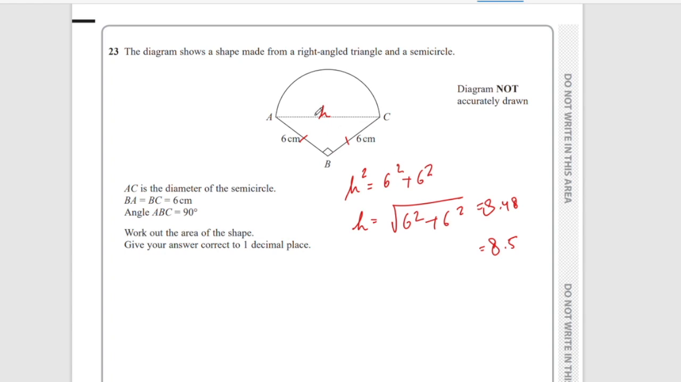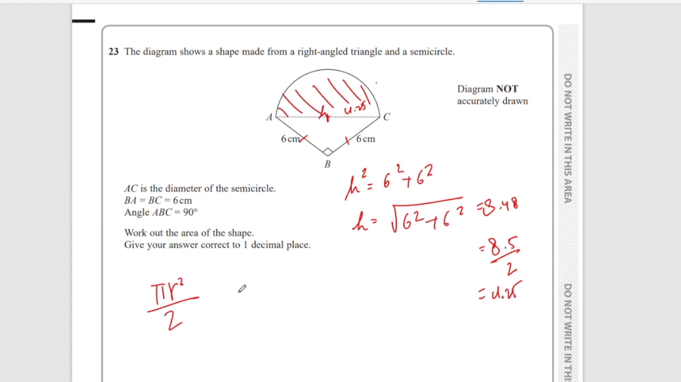Now this is also the diameter. So we need the radius to find the area of the semicircle. Radius is half of the diameter. So 8.5 divided by 2 will give you 4.25. So the radius is 4.25. Now we know the formula to find the area of a circle is pi r square. And because it's a semicircle, it's half of pi r square.